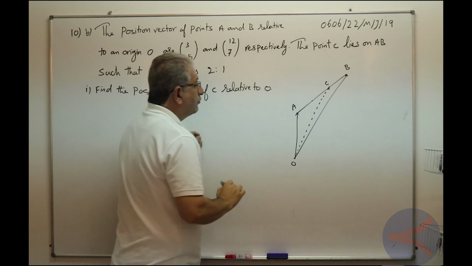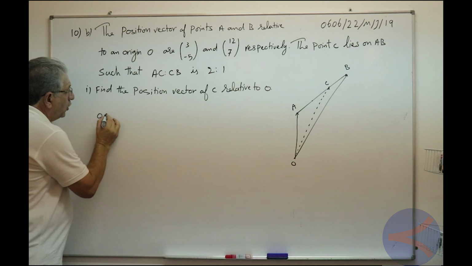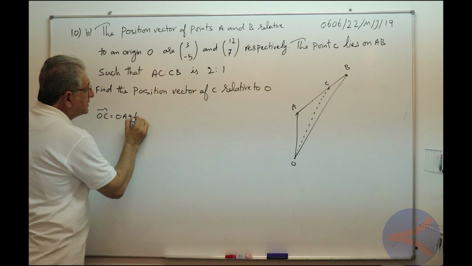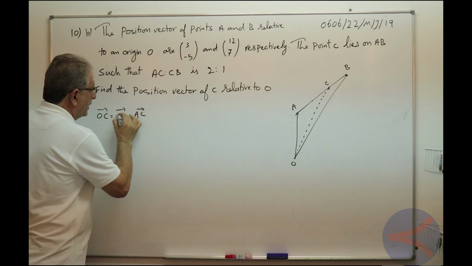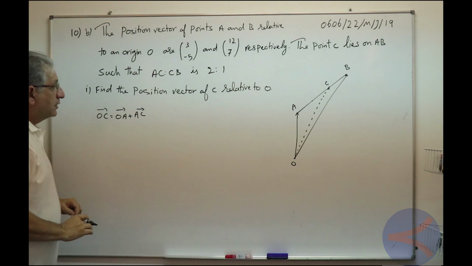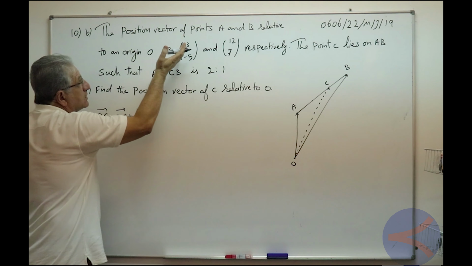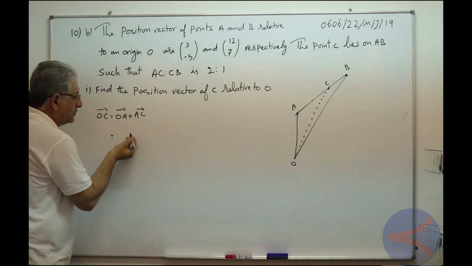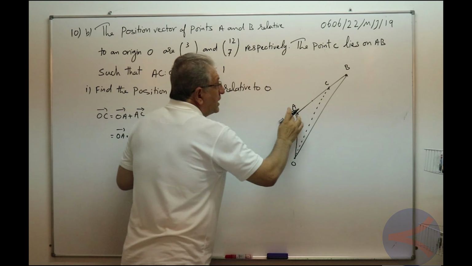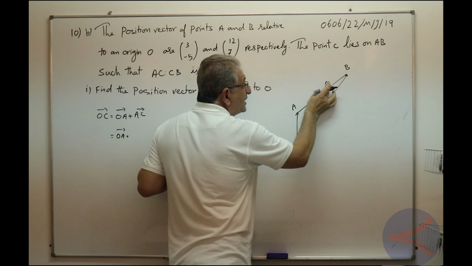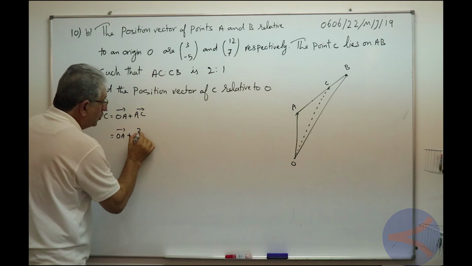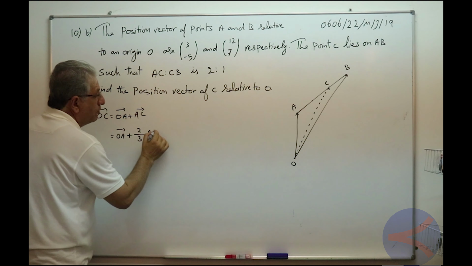He's asking us to find OC. Therefore, very clear, OC is equal to OA plus AC. This one is the same as this plus this. Now, what is AC? OA we have. This is OA. This is straightforward. What is AC? AC is 2/3 of AB. Therefore, this is 2/3 AB.